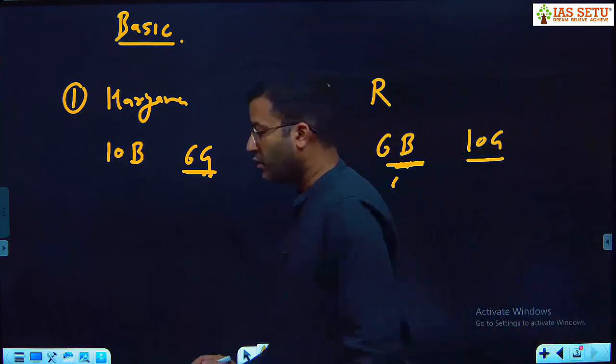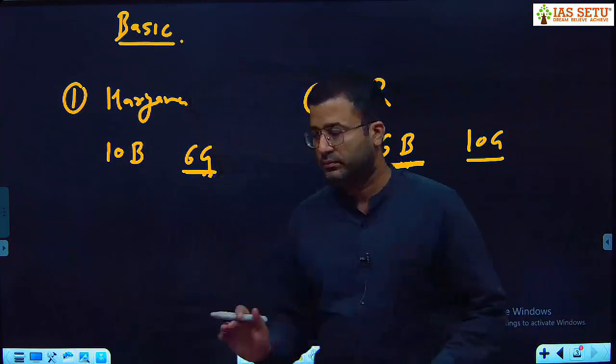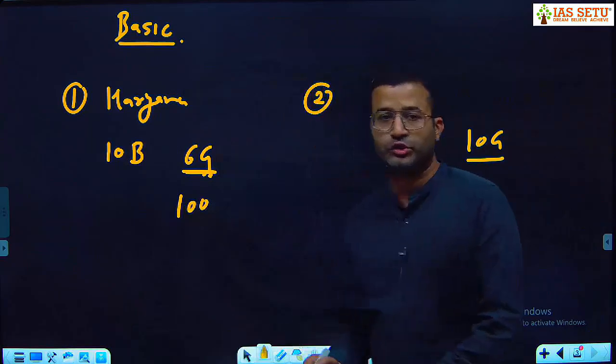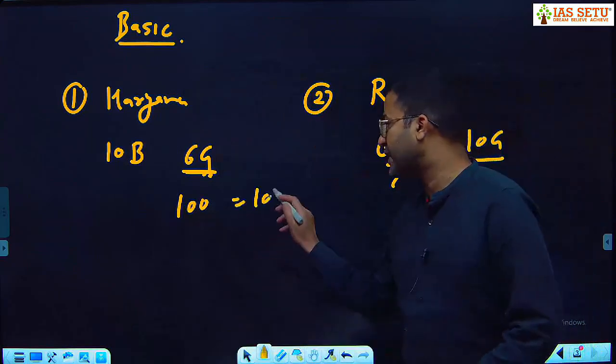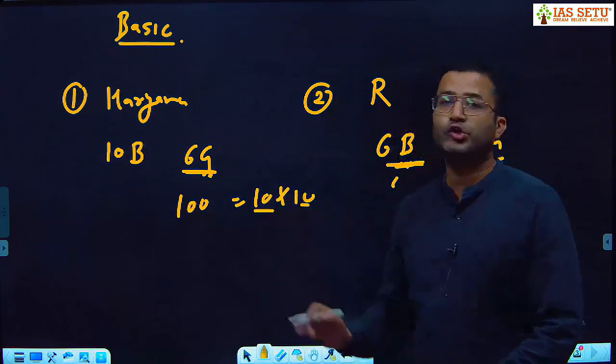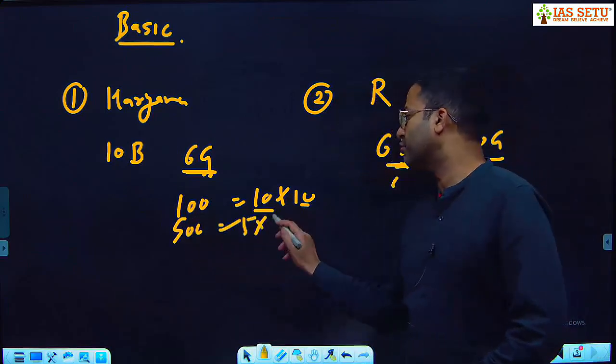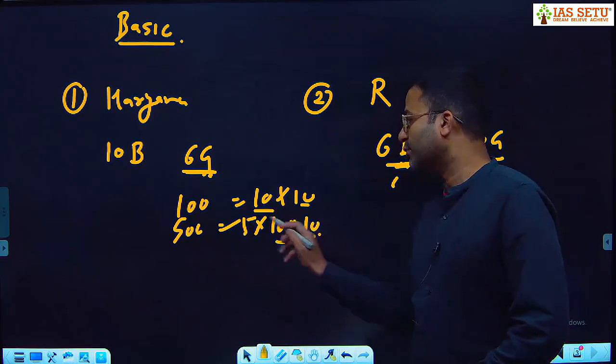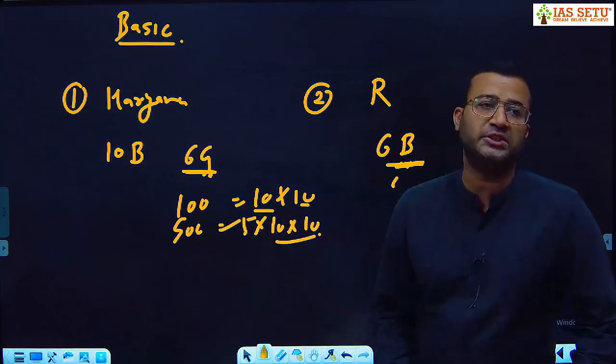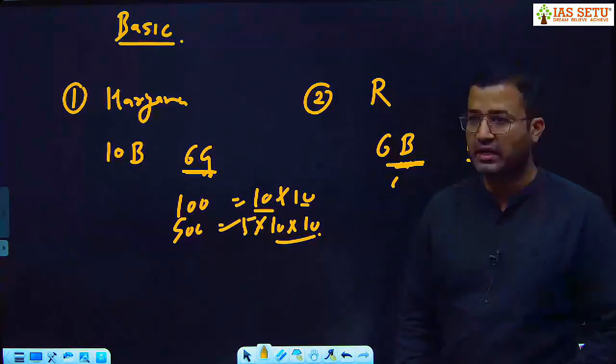One 0 means 10. Like it is 100, there are 2 zeros. What is this 100? Actually 10 into 10. It means there are two 10s. 500, what is 500? 5 into 10 into 10. So it means there are two 10s in the multiplication. That's why we have 2 zeros at the end.